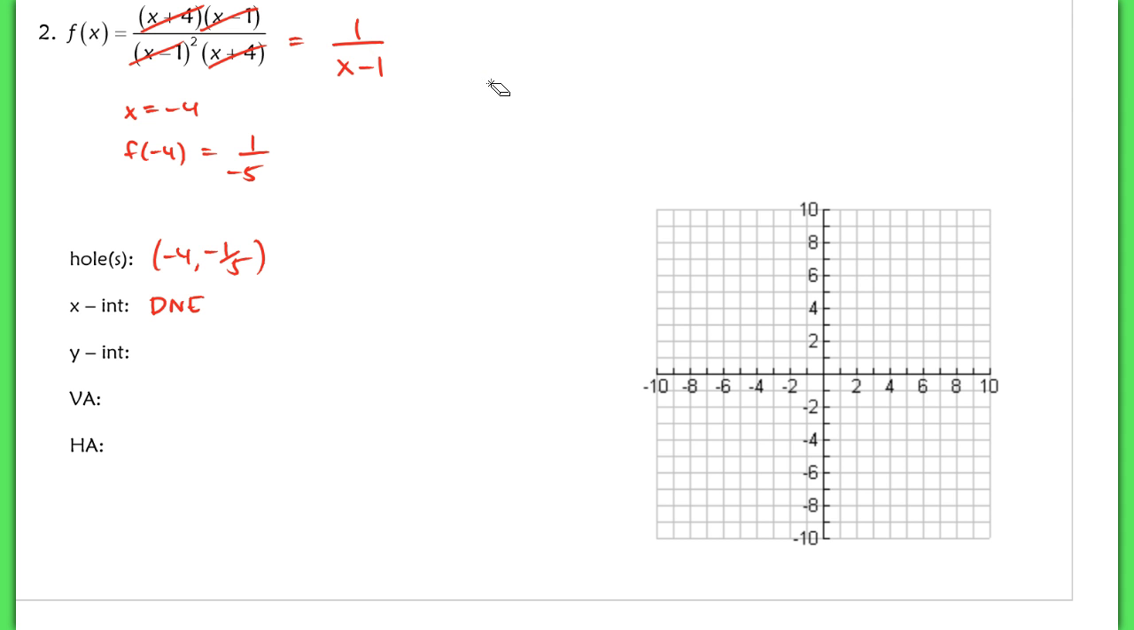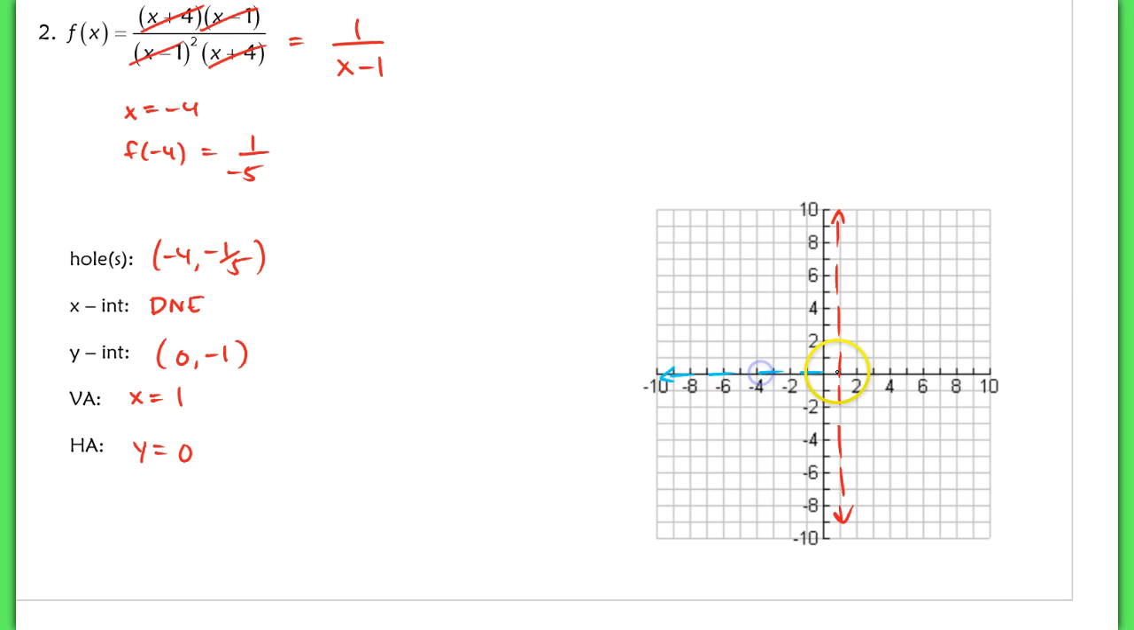For my y-intercept, if I plug in 0, I have the y-intercept at (0, -1). For my vertical asymptote, I have a vertical asymptote at x equals 1, and for my horizontal asymptote, because the bottom is heavy, the line is steady at y equals 0. All right, so let's start graphing the information here. I have a vertical asymptote at x equals 1 and a horizontal asymptote at y equals 0.